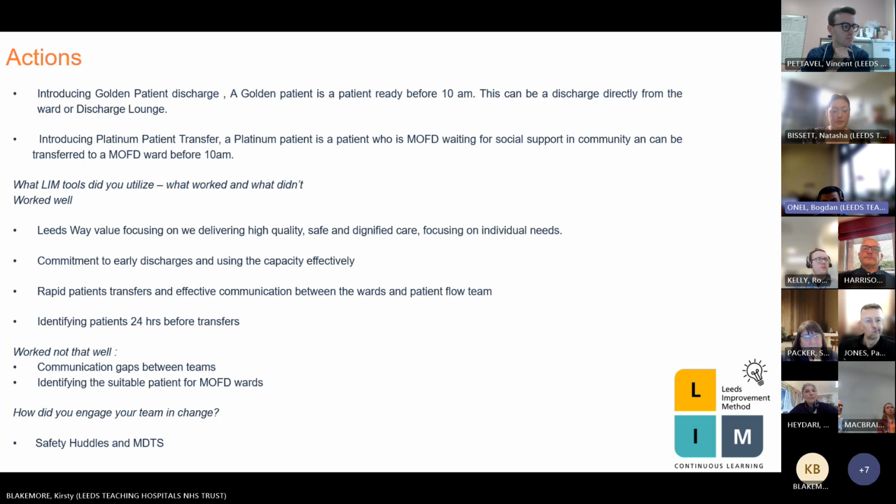What worked well? Communications between the wards and patient flow team, it's working, it's improving, and we identified along with the wards suitable patients to go across over there. We've done that by attending the safety huddles and MDTs. We discussed it with our colleagues, and from the staff feedback, it was quite good actually.